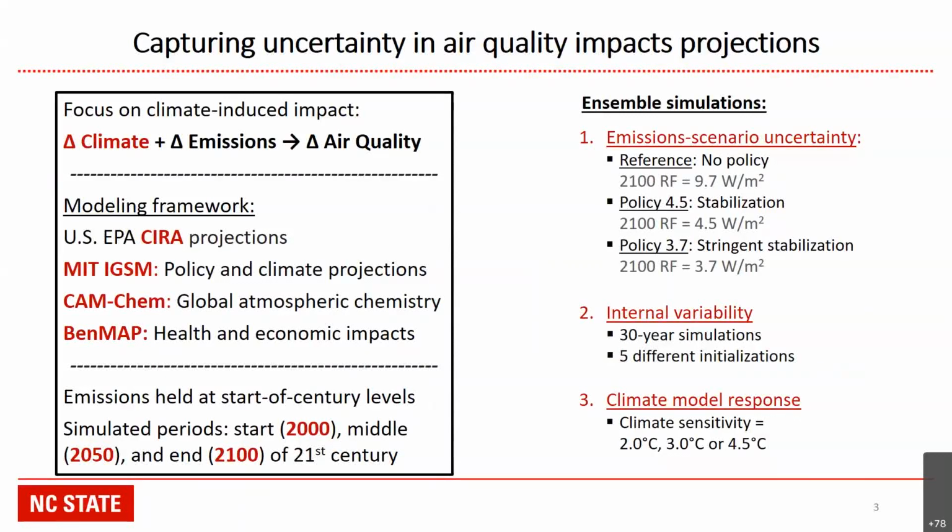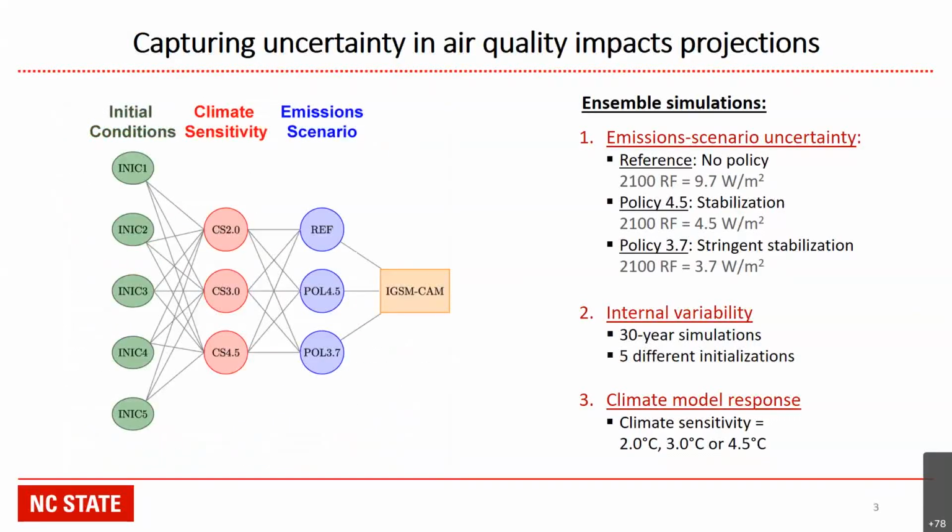As I said, we're using the MIT IGSM modeling framework, using CAM-Chem, which is the atmospheric chemistry component of CESM, for the actual atmospheric chemistry simulations. So it's driven by those projections of climate from the MIT IGSM, and then a couple of models to do the health and economic impacts. I'm focusing on the climate-induced impact, so that climate penalty that I was just describing. That means holding the emissions of conventional air pollutants and precursors constant at start-of-the-century levels. And we're focusing on the major sources of climate uncertainty within these projections.